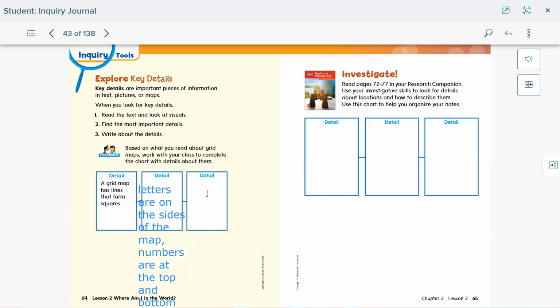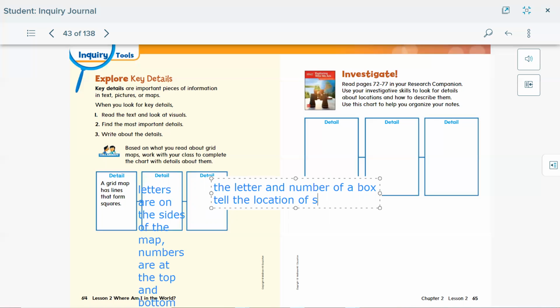All right, let's write another piece for more details in this box. So what we have, we know now that the letters, the numbers, the square of the box tell the location of something.